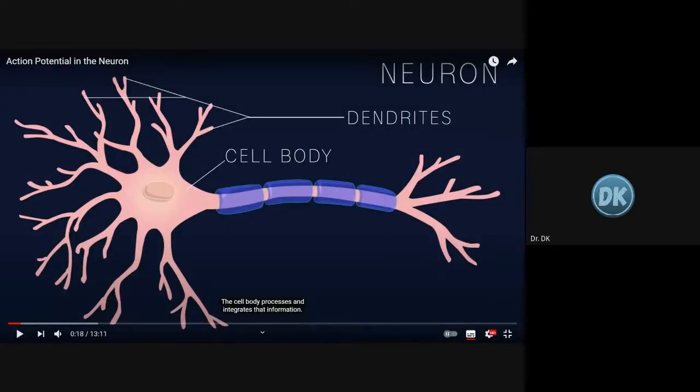So this is a short video where you will be able to understand the action potential very clearly. I have all the pictures, but even if I explain it with pictures, this one single video will make you understand it in a much better way.